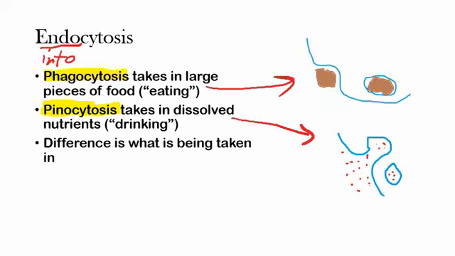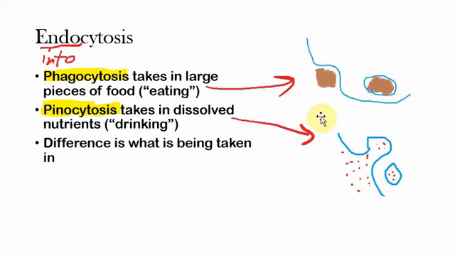Now, like I said, pinocytosis is like cellular drinking, and what it does is it takes in dissolved nutrients, like these little red dots you can see in this diagram, and it'll also take in some of the water in the environment. The difference between these two is really just what's being taken in, rather than the exact process. Also, some examples of phagocytosis.